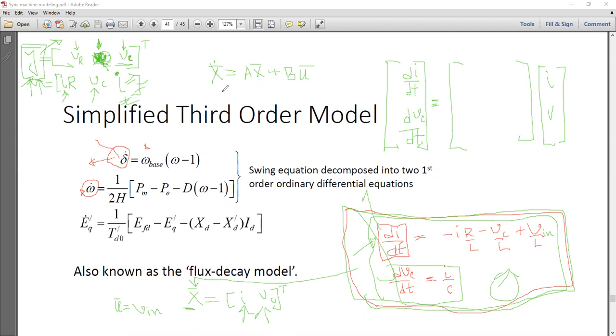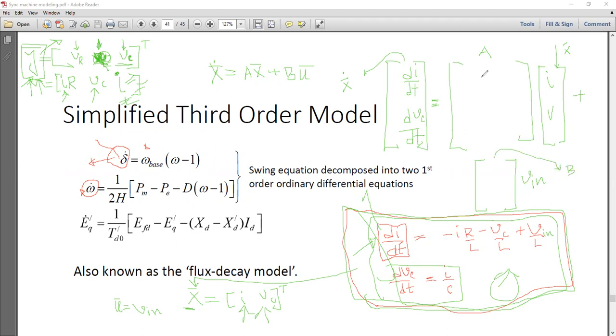There are several elements inside it. We know there are two elements inside x. This is the x, this is my x bar, this is my x bar dot. So here I will have Ax plus Bu. This is my B, and then I will have u. What is my u? u is simply Vin, so I can directly write Vin for my RLC network.